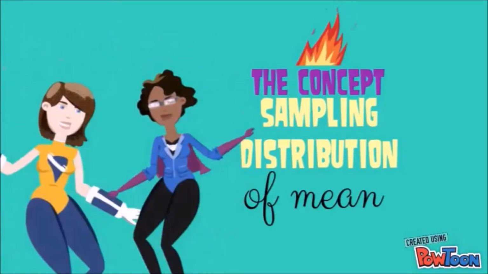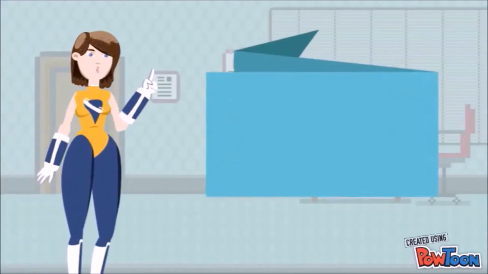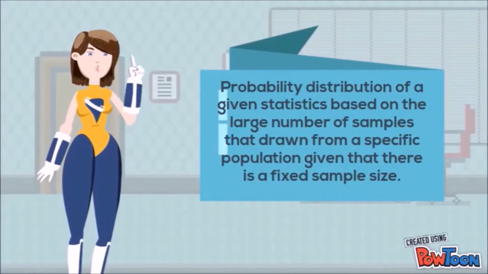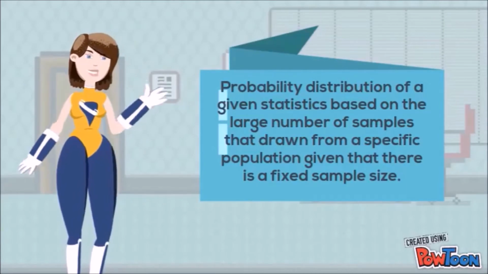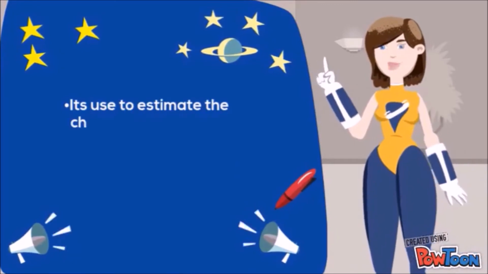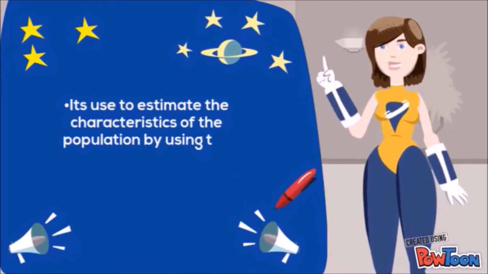Today, we would like to discuss what is sampling distribution of mean. Sampling distribution is a probability distribution of a given statistic based on a large number of samples withdrawn from a specific population, given a fixed sample size. It's used to estimate the characteristics of the population by using the characteristics of the sample.